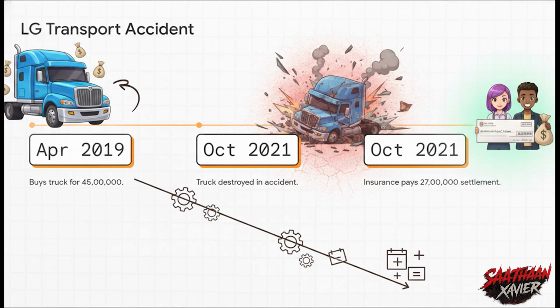Let's actually look at this disposal process in action with a company called LG Transport. So they bought a truck for 45 lakhs in April 2019. Fast forward to October 2021 and boom, total disaster, it's completely destroyed in an accident. The insurance company pays out 27 lakhs in full settlement. Now to find your true accounting loss, you cannot, and I mean cannot, just subtract 27 from 45.